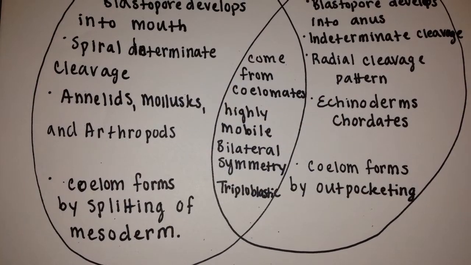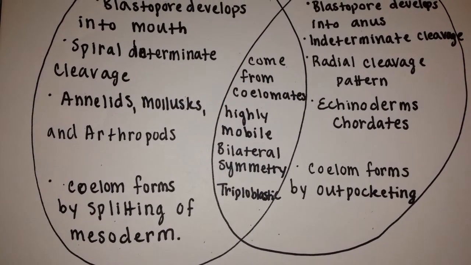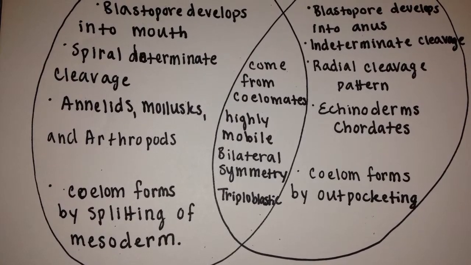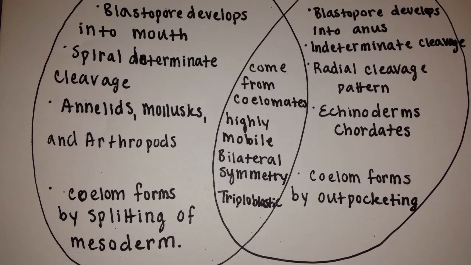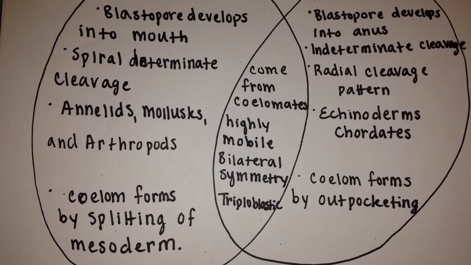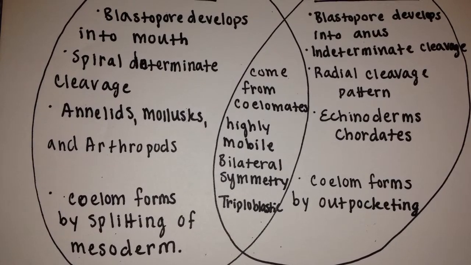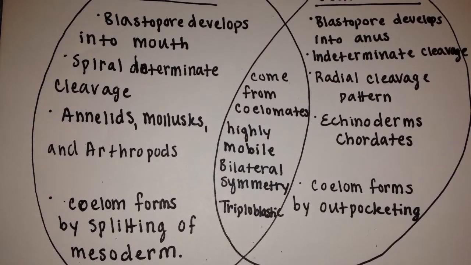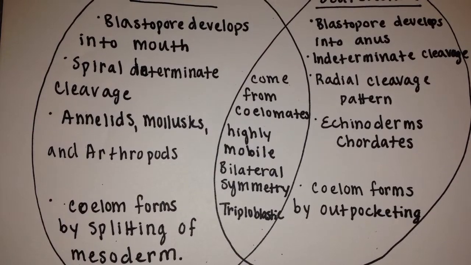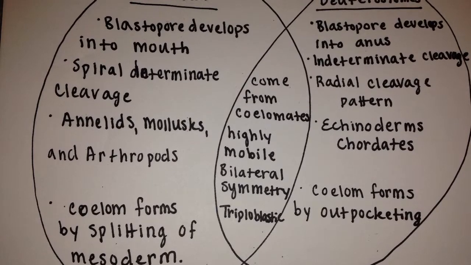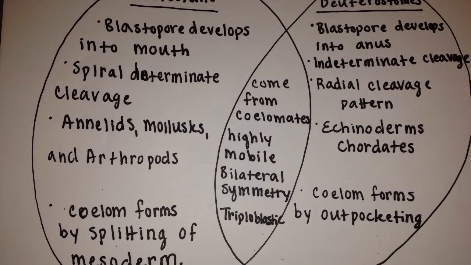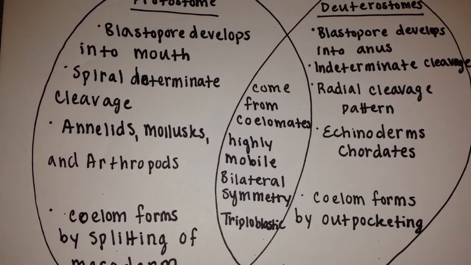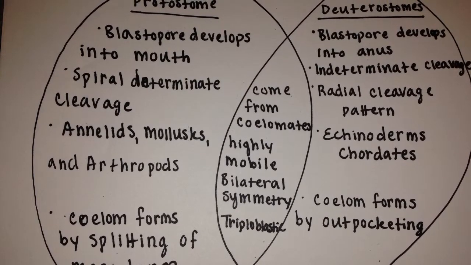To summarize and make sure you got all the major points, the protostome has a blastopore that develops into a mouth, spiral determinate cleavage, and the formation of the coelom by splitting the mesoderm. This group includes annelids, mollusks, and arthropods. Deuterostomes have a blastopore that develops into an anus, indeterminate cleavage, radial cleavage patterns during early development, and this includes echinoderms and the chordates. Their coelom also forms by the outpocketing of the mesoderm.